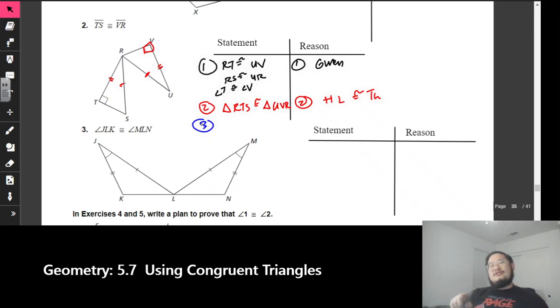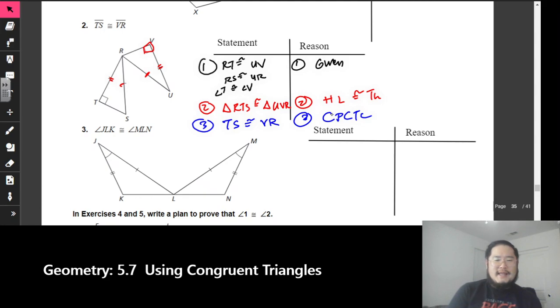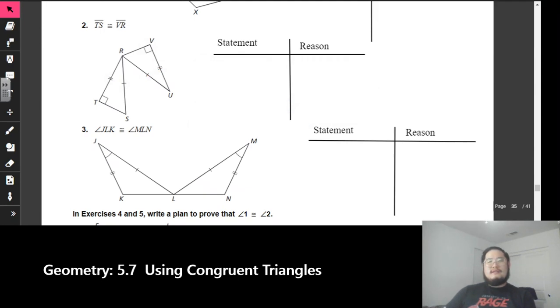So now that I have two triangles to be congruent, let's go ahead right here. I could say all of the parts and sides, for example, TS congruent to VR because of CPCTC. Just like that. All right. Let's go ahead and move on. Let's take a look at number 3.